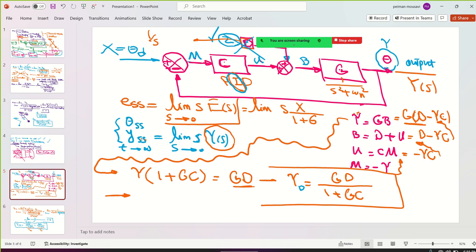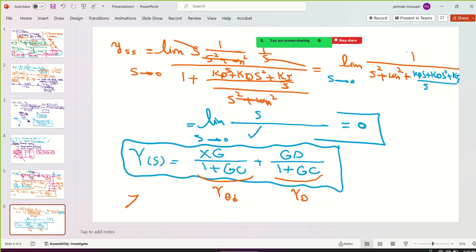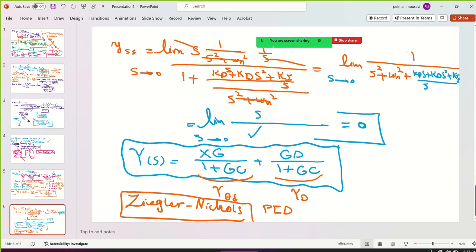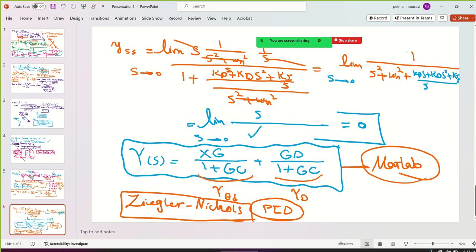You got it, everybody? Next class, I'm going to show you a very special case of Ziegler-Nichols PID controller design for very special cases. Okay, I have to teach you. There are two tables I have to teach you. But before that, I want to go to MATLAB and develop a code embedding PID controller inside the code.